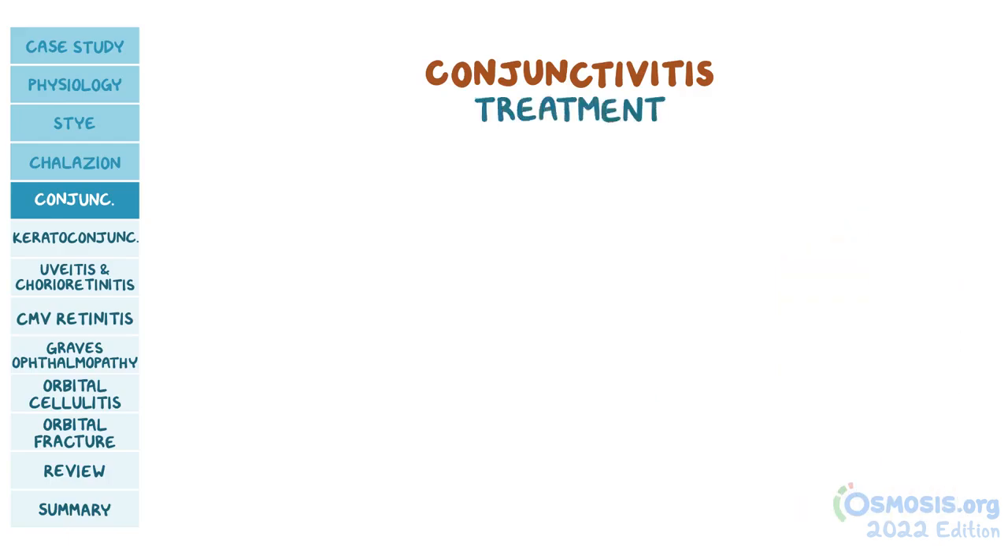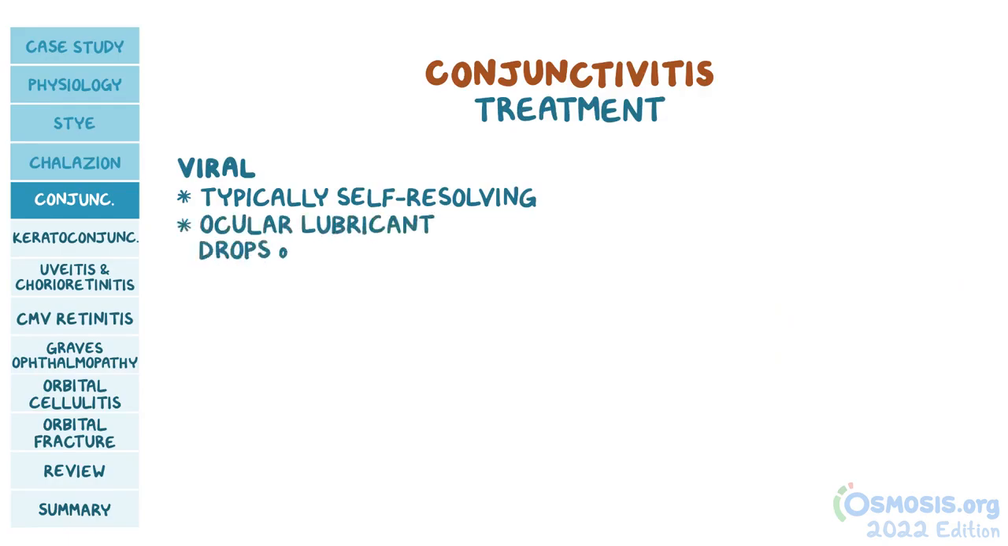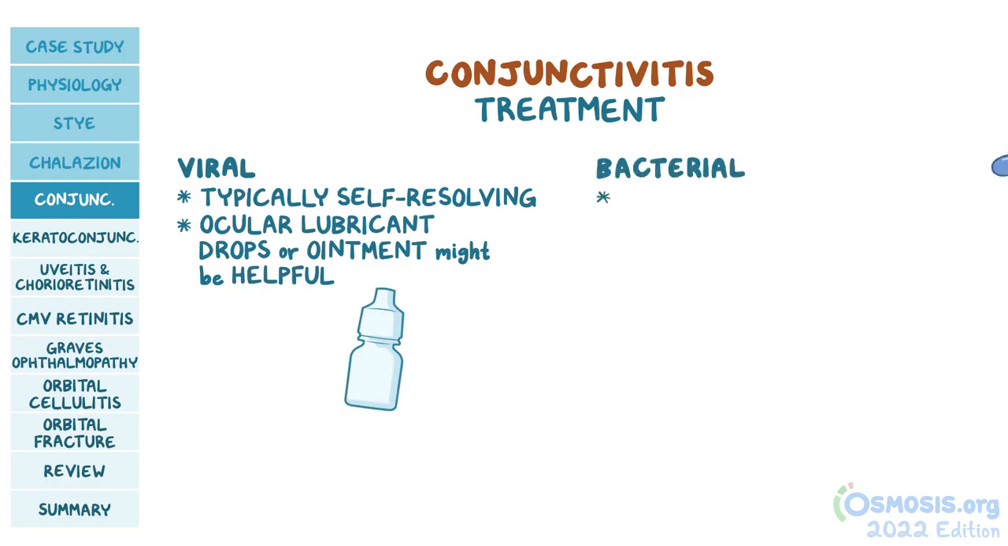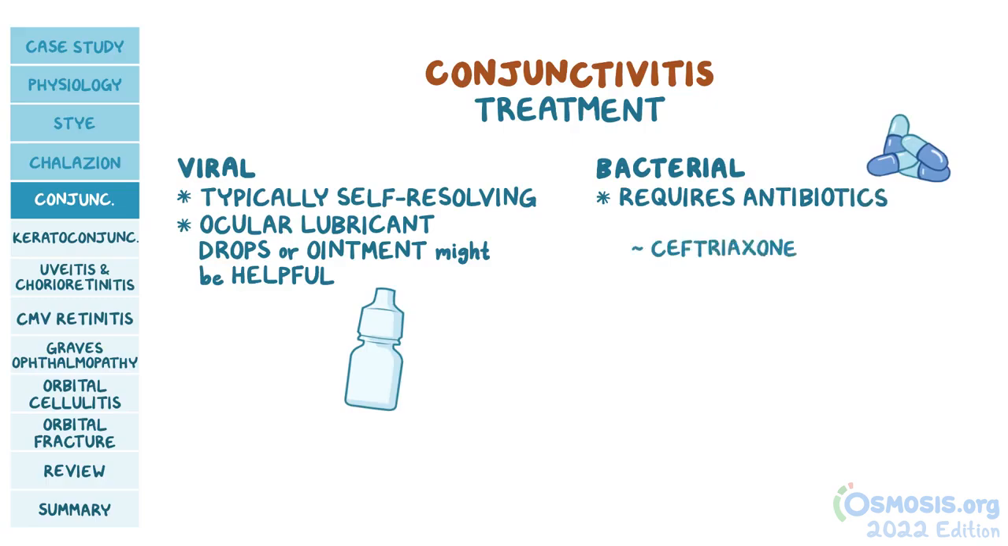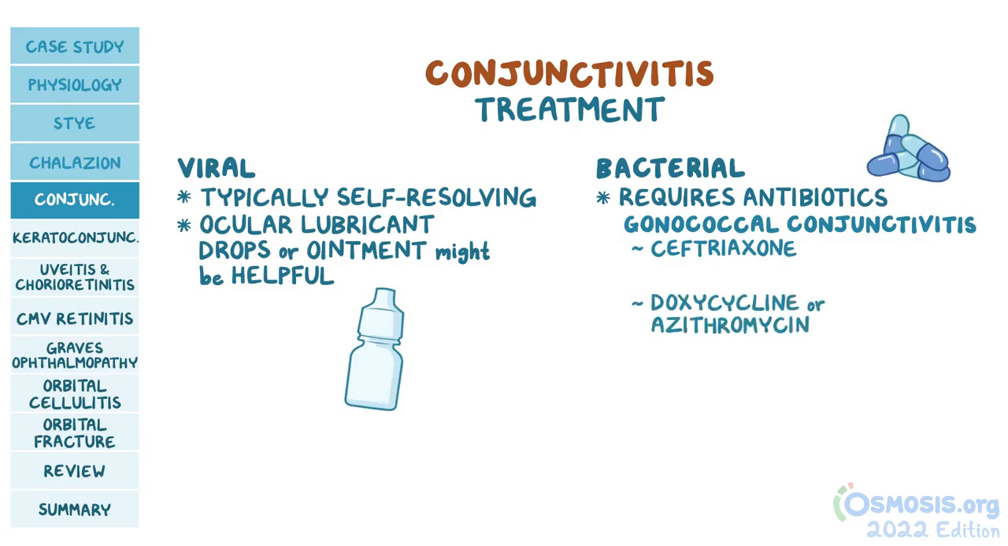For treatment, viral conjunctivitis is typically self-resolving, but ocular lubricant drops or ointments might also be helpful. On the other hand, bacterial conjunctivitis requires antibiotics. Ceftriaxone is effective for gonococcal conjunctivitis, and doxycycline or azithromycin is effective for chlamydia trachomatis infections.